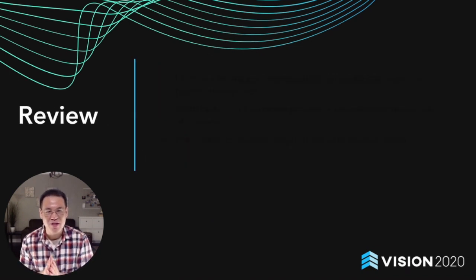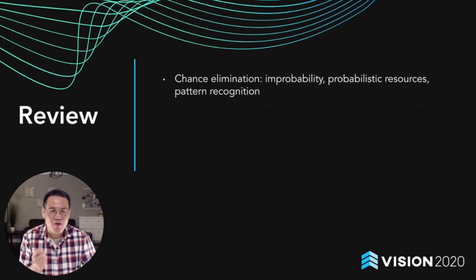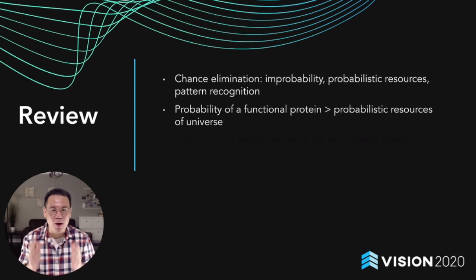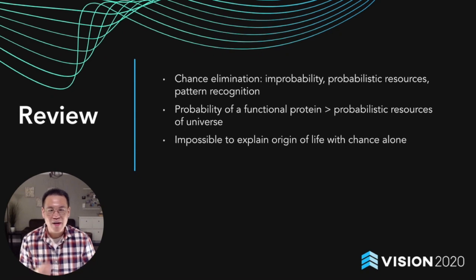So briefly, this is what we went over in this section. We discussed first how to eliminate chance using these three concepts: improbability, probabilistic resources, and pattern recognition. We then applied these to the chance hypothesis, in which proteins and DNA arose out of prebiotic conditions through a series of chance collisions. And we found that the probability of a single functional 150 amino acid protein arising by chance is significantly greater than the probabilistic resources of the entire universe. Not only that, but proteins are generally longer than 150 amino acids. The minimally complex cell requires over 250 proteins for life, and the environmental factors would have hindered the formation of these proteins. And all these together make it pretty much impossible to explain the origin of life simply by chance alone.